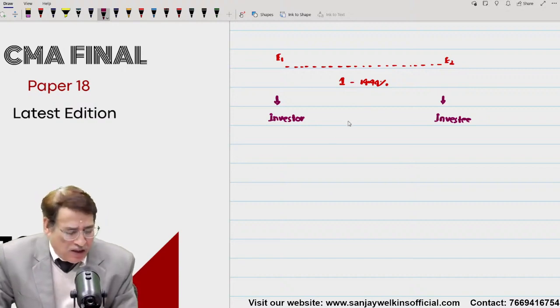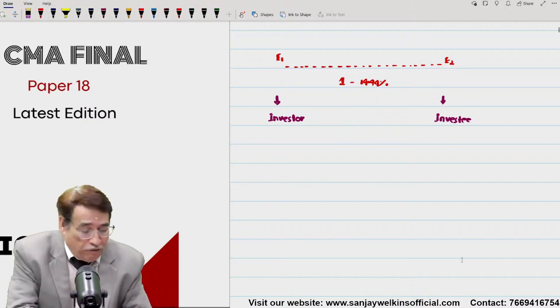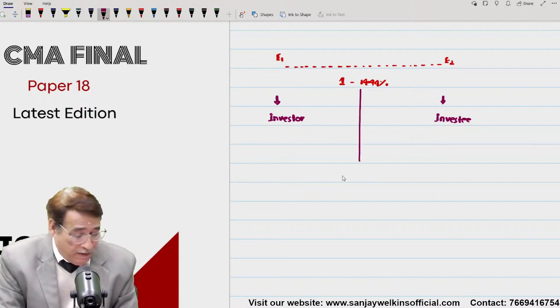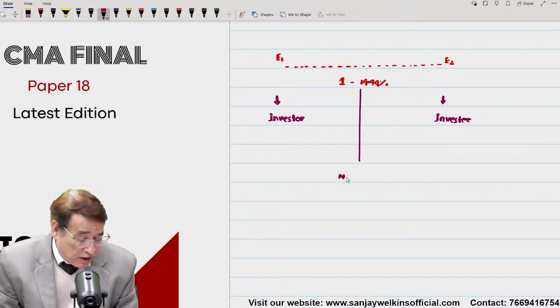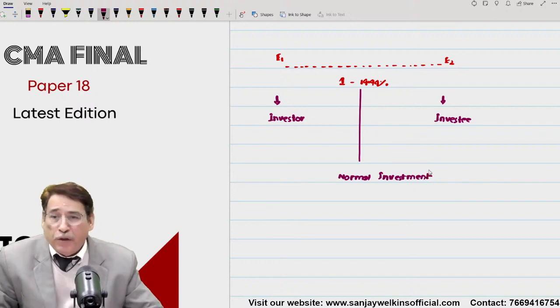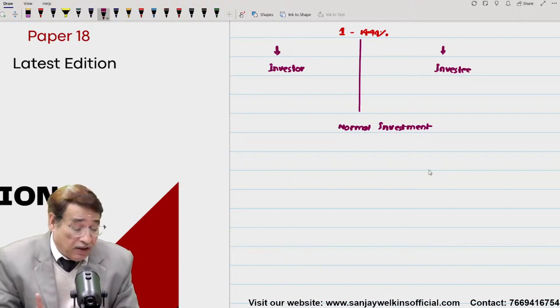Now, if my investment in another entity is between 1 to 19.99%, then such investments are generally considered as normal investments. Is it clear to you? If my investment range is between 1 to 19.99%, such investments are considered as normal investment. Is it clear to you?